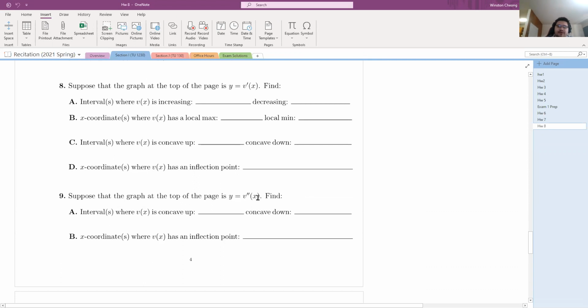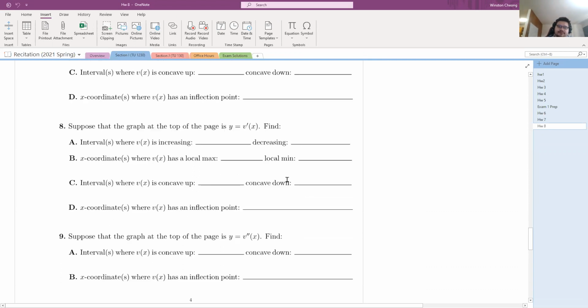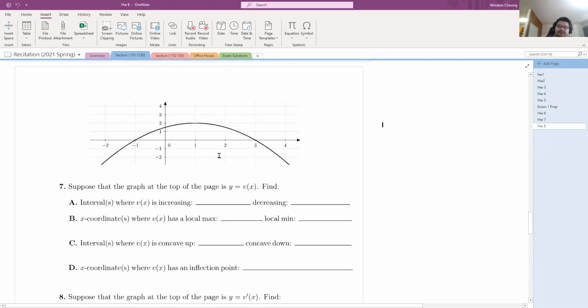So each time there's a bit of a context switch in terms of what this graph actually is. We have to reinterpret it, and then from there figure out what these words of increasing, decreasing, min, max, concave up, concave down, and inflection points mean based on what this graph is actually depicting.